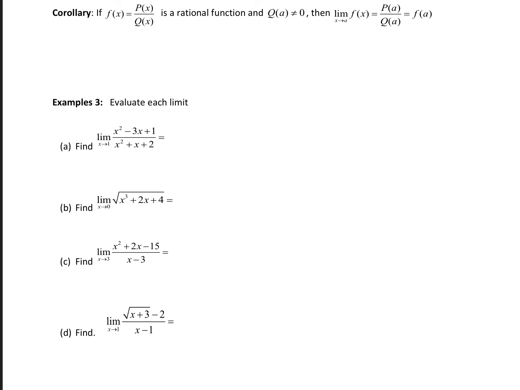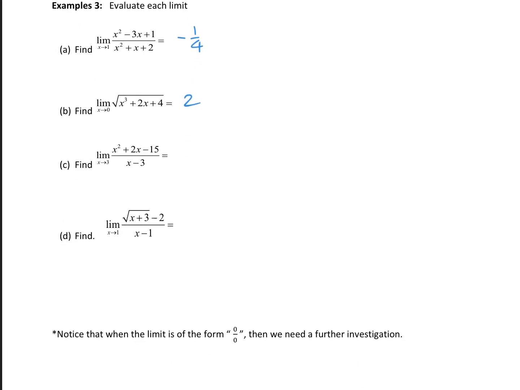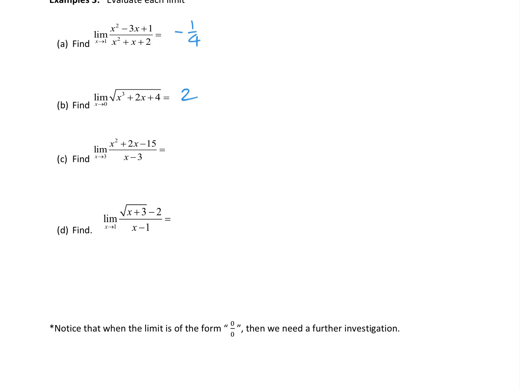All right, so you should have gotten -1/4 for part A and 2 for part B. Let's look at part C. Part C says find the limit as x approaches 3. I have x squared plus 2x minus 15 on the top, x minus 3 on the bottom. So my initial instinct was, can I just plug it in? Let's plug in x is equal to 3 and see what happens. On the top, I get 3 squared, 9, plus 2 times 3, which is 6, minus 15, over 3 minus 3. That's 0 over 0.